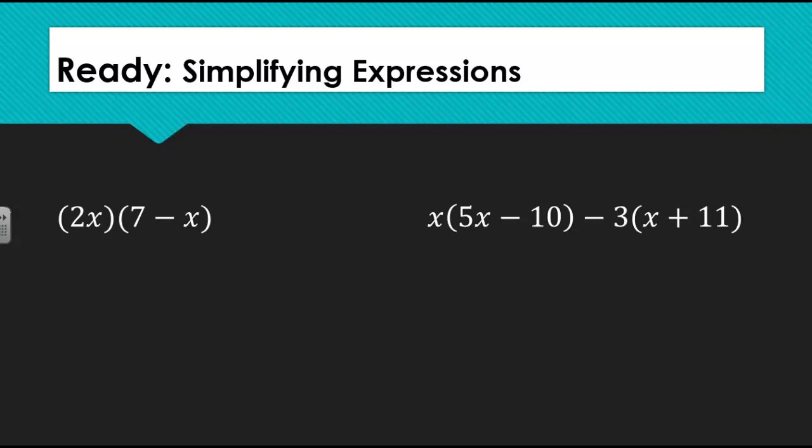A polynomial is an expression consisting of multiple terms. A monomial would contain one term, a binomial would contain two terms, and a trinomial would contain three terms. In the first example, we're going to distribute the 2x to each of the terms in the linear expression 7 minus x. 2x times 7 gives us 14x, and 2x times negative x gives us negative 2x squared. We need to write this in standard form, and the standard form of a polynomial with one variable is written with the highest degree or exponent first.